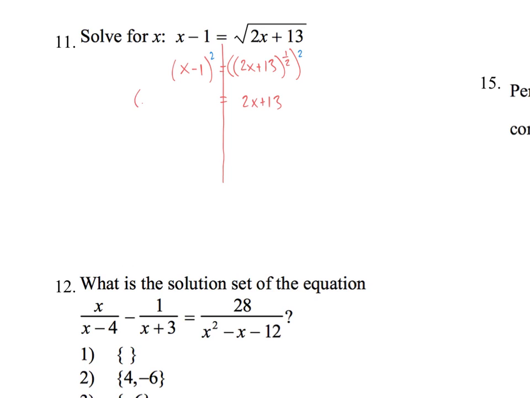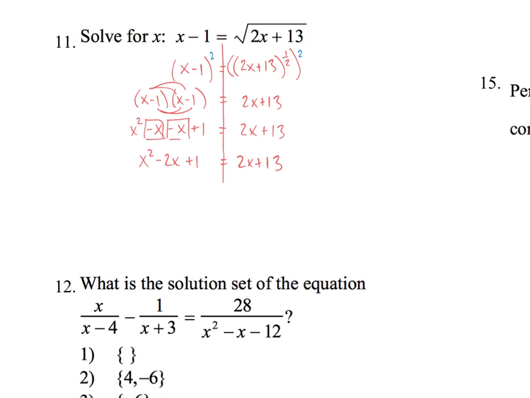On this side, now you have x minus 1 times x minus 1. And that is something that you're going to have to FOIL. So x times x is x squared. X times negative 1 is negative x, another negative x, and a 1. And then over here we still have 2x plus 13, waiting to see what's going to happen over here. I'm going to combine like terms. So now I have x squared minus 2x plus 1.